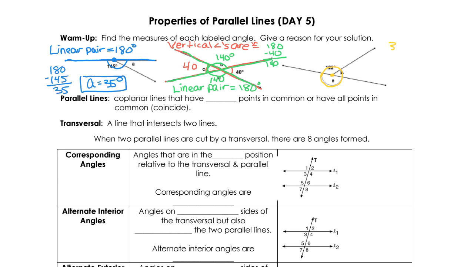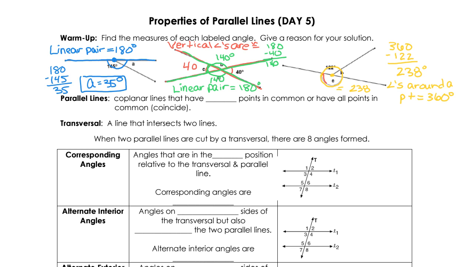So if we take 360 and we take away the 122, we will be left with 238 degrees, which is what E equals. Okay. And we can call our reason for our solution angles around a point equal 360 degrees. And there's a couple other ways that you could have done that.